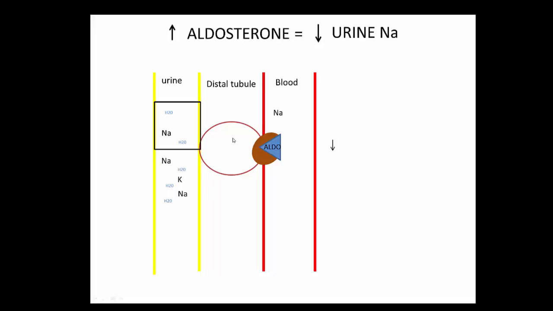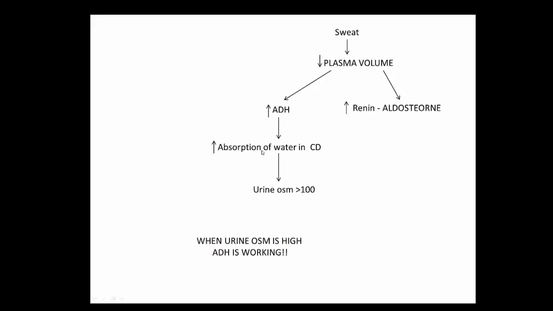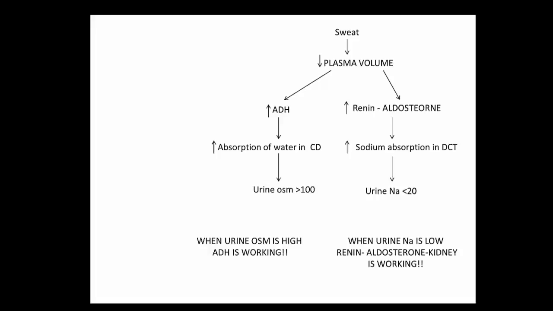So now let's look at our concentration, and we're going to decrease the urine sodium because the sodium has moved out of the urine into the blood. So an increased renin aldosterone will increase the sodium absorption in the distal convoluted tubule, and then we'll end up with a decreased urine sodium, and therefore we know that renin aldosterone is working.